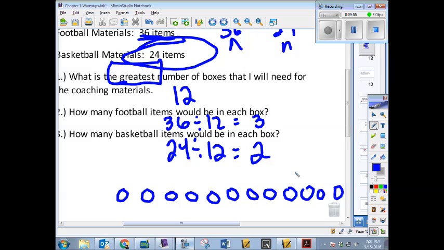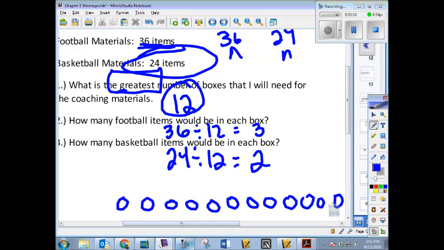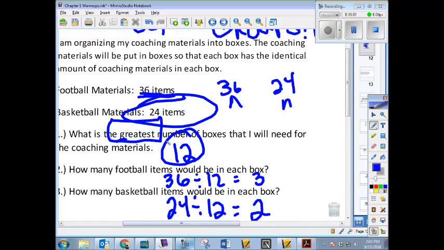Question. How'd you get 12? I got 12 because, yeah, it's the greatest. That's the GCF because it's what is the greatest number of boxes that I will get. So I didn't show that work. You would have to. I think you guys are fine with that. Cool? Okay.